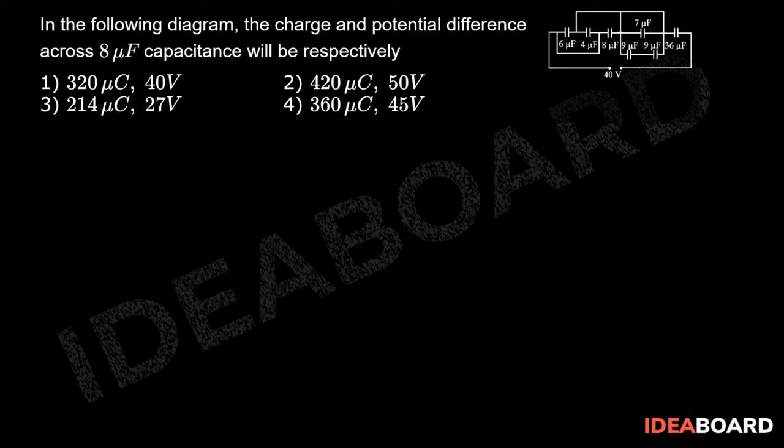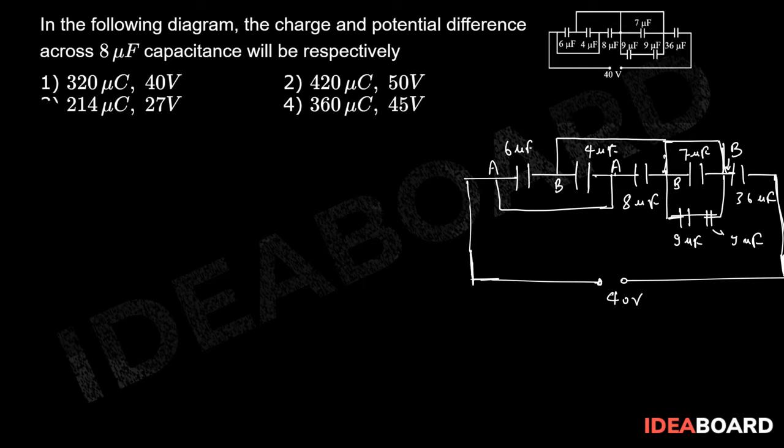In the following diagram, what will be the charge and the potential difference across the 8 microfarad capacitance, respectively? Now, pretty carefully, I marked points A. If this point has potential A, then this point also has the same potential A, because this is a zero resistance wire, right? And similarly, if I mark this point B, then this point will also be B, and this point will also be B. Because A and B have the same potential, now I can make a simplified circuit diagram.